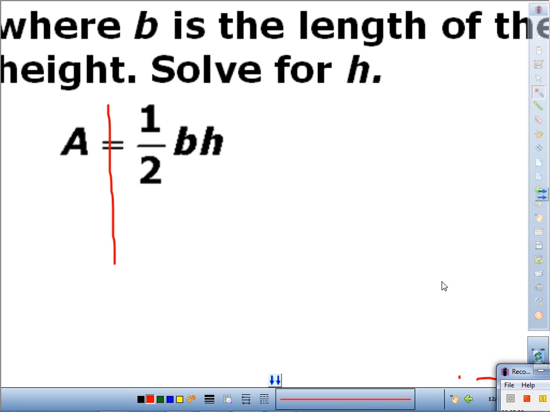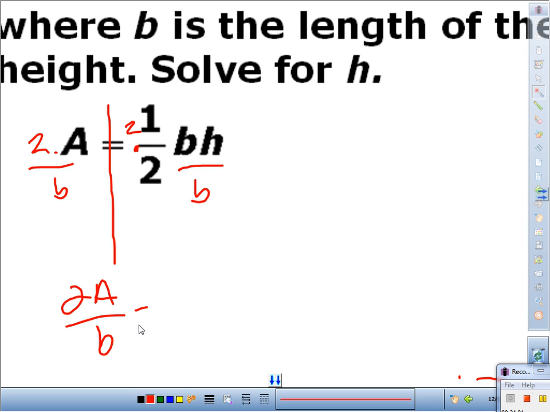Look up. I'm going to do this in one step. Here we go. First of all, what is the 2 doing? It's dividing. To get rid of it, I need to do what? Multiply. So I'm going to end up with 2A. Is that correct? So times 2 times 2. Okay. What is B doing? So what is the inverse? Divide by B, divide by B. So I end up with 2A over B equals H. Hands if you got that. Okay, good.